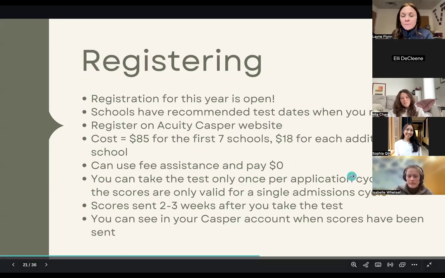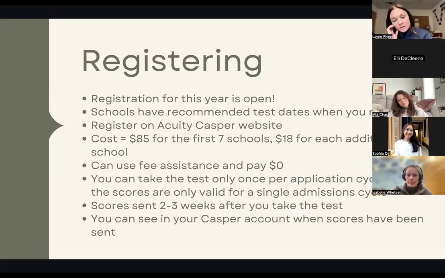And this is just some basic information. It's really similar to the preview in terms of you want to take it by the end of June. It takes about a month to get your scores back. There is a difference in cost in terms of it's $85 for your first 7 schools and then it is additional after that, whereas for Preview, you pay one fee and it goes to all the schools. So that's another reason why it's important to look at what schools actually want it, so you're not spending extra money to send it to extra schools.